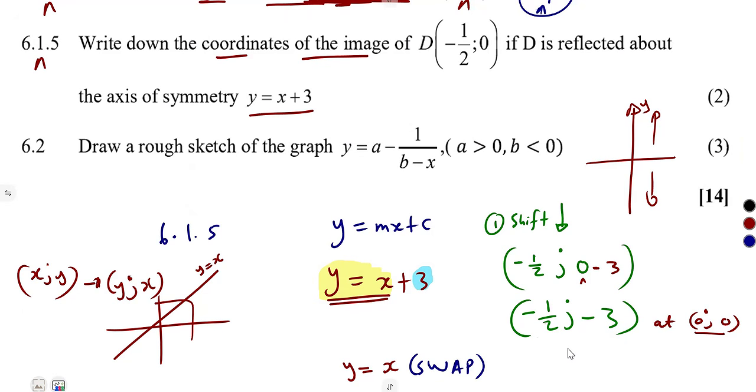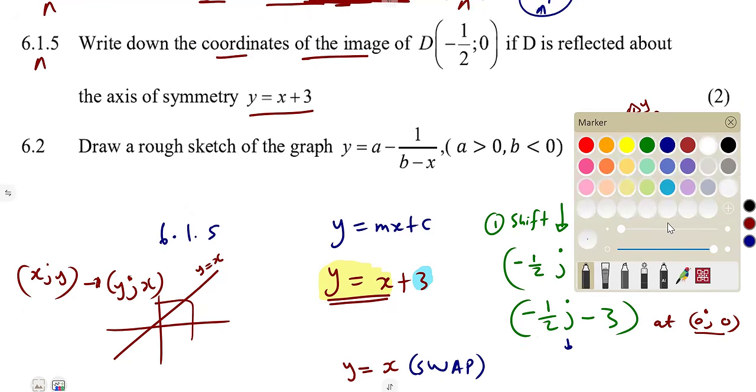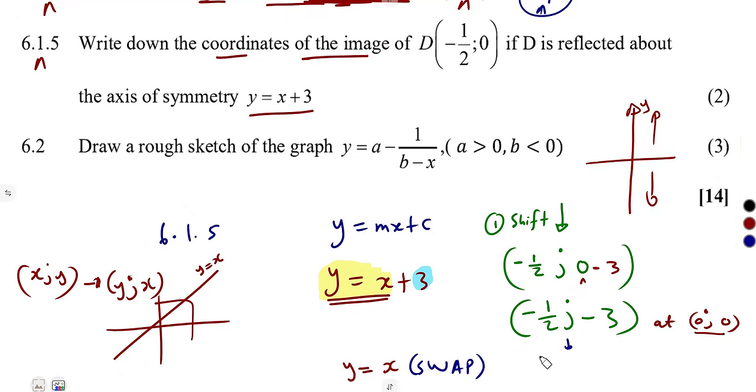So you swap the points. If we swap, it will be given as minus 3, minus half. If it is y is equal to minus x, you swap and affect the y value by a negative, and change signs. You swap and change signs. That's the best way that I can say it. You swap and change signs.